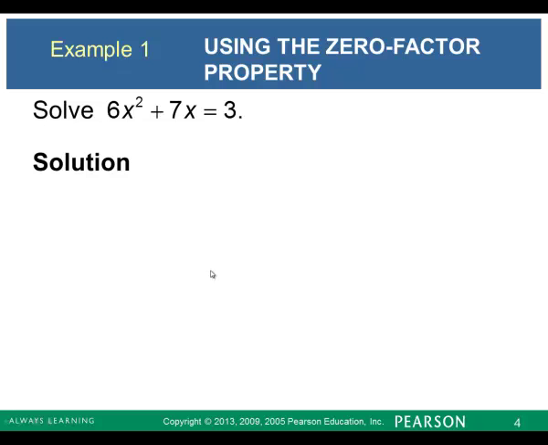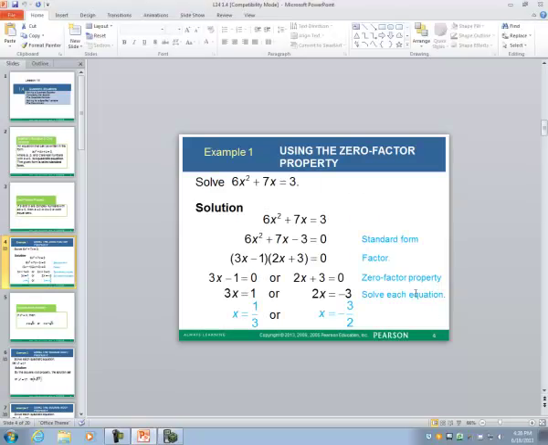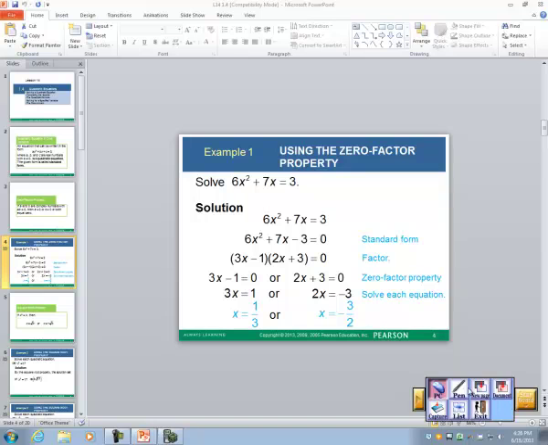Okay, so here we have an equation, 6x squared plus 7x equals 3. All right, so let's see what we can do with that.